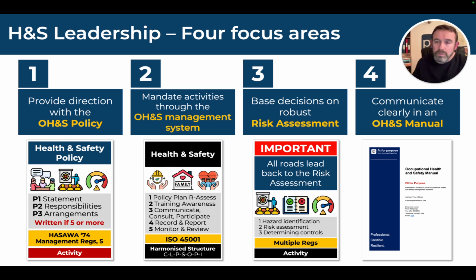And what I like to do with that is appendices, A, B, C, D. A could be legal requirements, B could be the RACI matrix, and C could be emergency requirements for that location or first aid requirements for that location. So that's it, health and safety leadership, 4 areas to focus on, not forgetting all roads go back to that risk assessment.